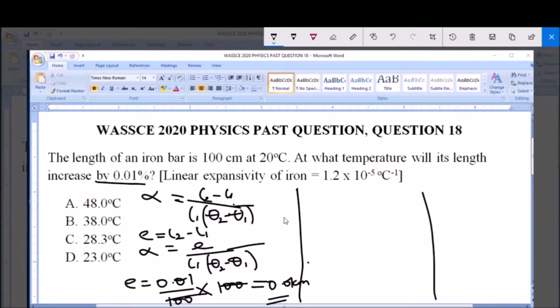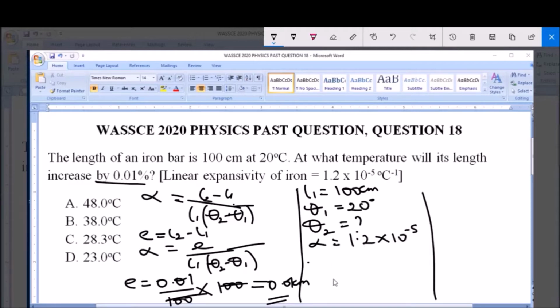Now we have that L1, that's the initial length, is 100 centimeter. Then we have that our first temperature, that is the initial temperature theta1, is equal to 20 degrees Celsius, at which the length of this iron is 100 centimeter. Then we are asked to find the temperature at which it will increase by 0.01%, then that is theta2. Now we have that the linear expansivity is equal to 1.2 times 10 raised to the power of minus 5 per degree Celsius.